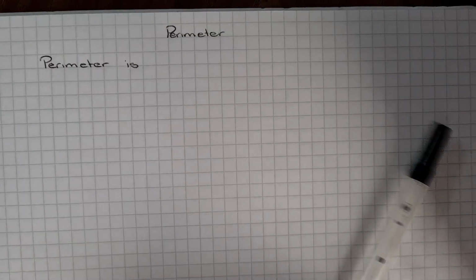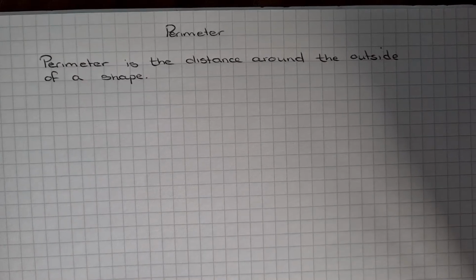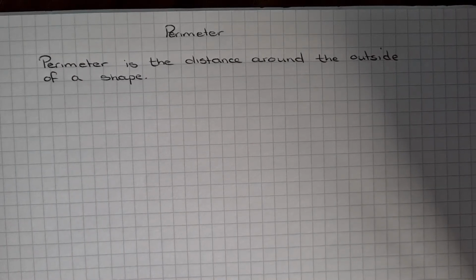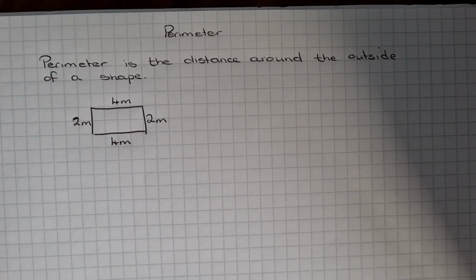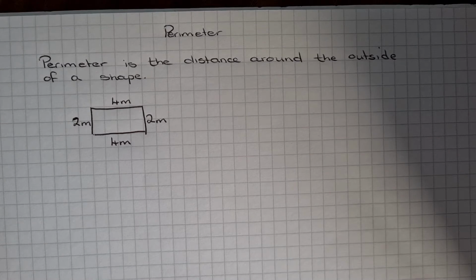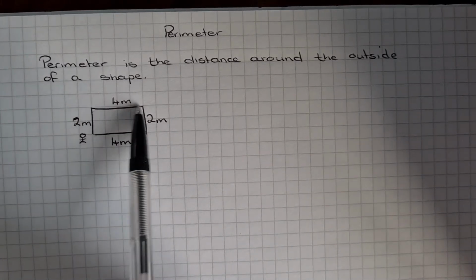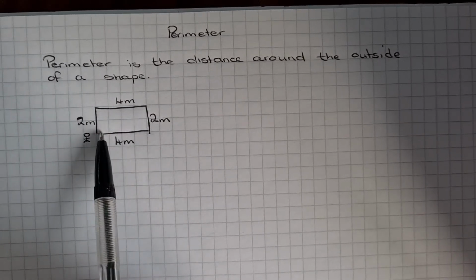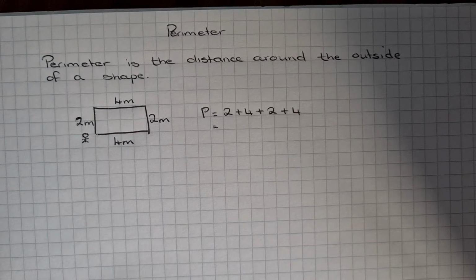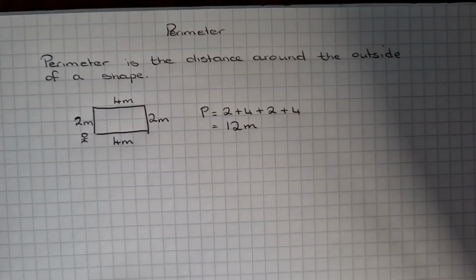The perimeter of a shape is the distance around the outside of the shape. To calculate perimeter, we just need to add up all the sides. Another way of thinking about this is, imagine if you were a little person and you had to walk around the outside of this shape. You're trying to calculate the total distance that you would have walked. So all you do is add up all the sides and write down your answer.